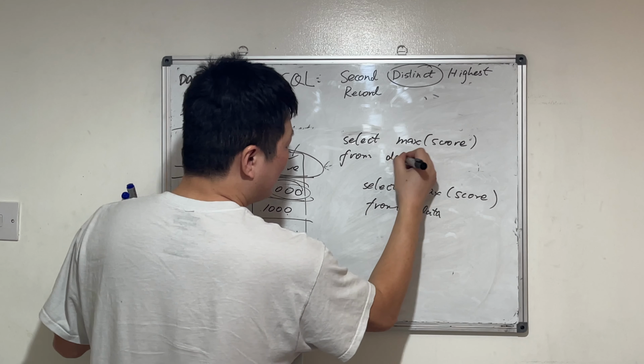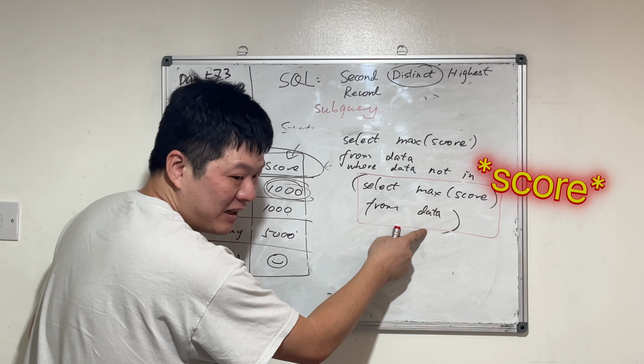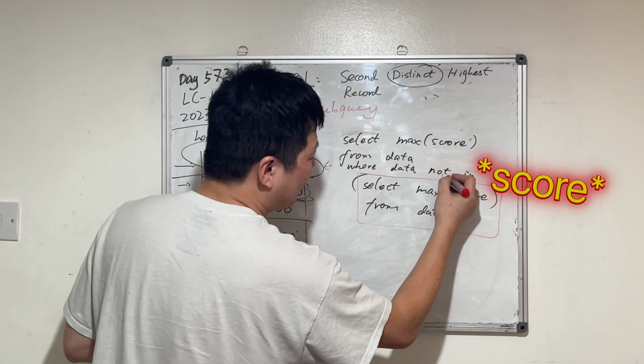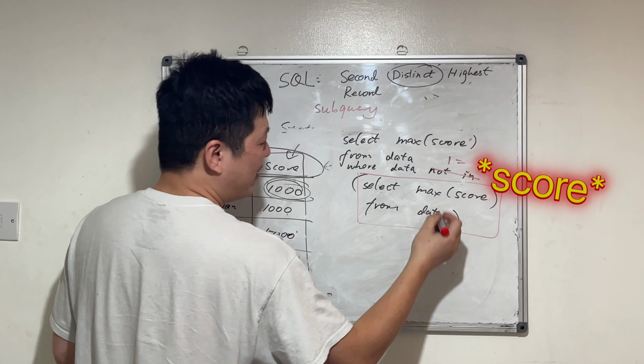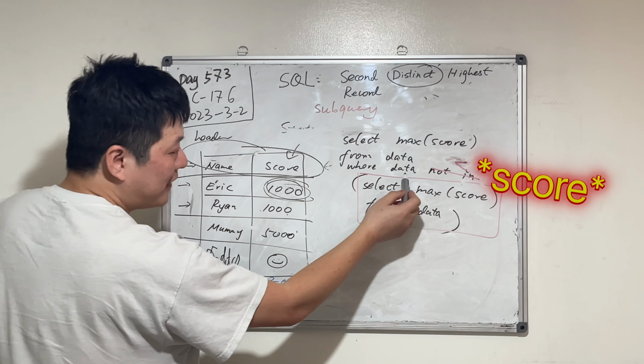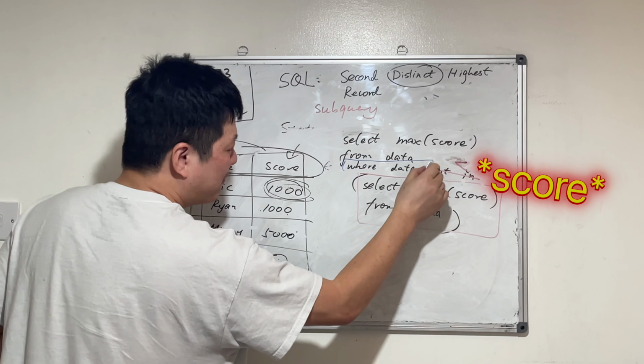This is 1,000. Now I'm doing this again. Select max score from data where score not in 1,000. If it's not in 1,000, you can say not in 1,000, or not equal, or you can say smaller than. So what does it do? First of all, you will run this subquery, which returns 1,000. We know this is 1,000. And then the where query runs.